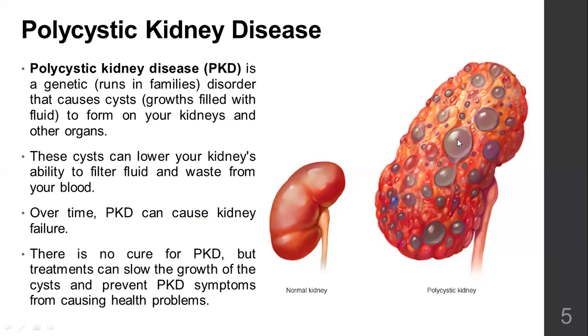It is a genetic disorder that runs in the family, and it causes these small cysts, as you can see in the image. These are fluid-filled sacs that grow on your kidneys, and wherever they grow, they limit the kidney's function. Whichever areas have a cyst will not be able to function properly, so the ability to filter out blood and other waste is also reduced.